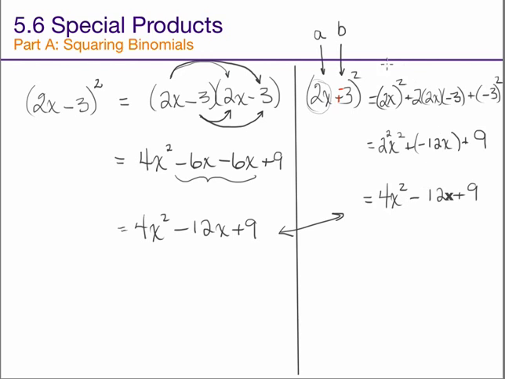This one's great. It's a nice pattern to recognize. But you can always use this, even if the two binomials you're multiplying are not identical. Here they are, so we have a choice. But if we don't have a choice, we can always revert to this method.